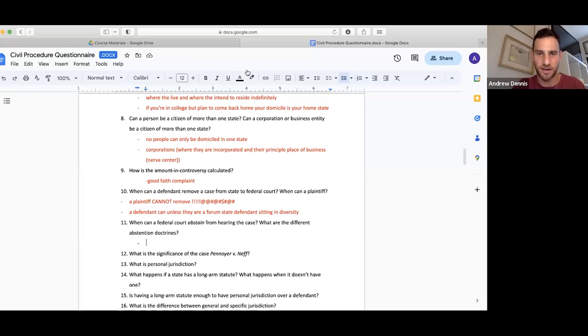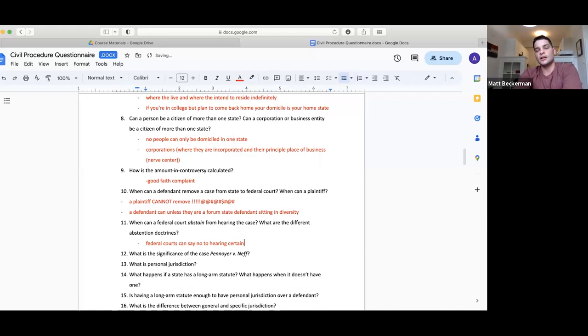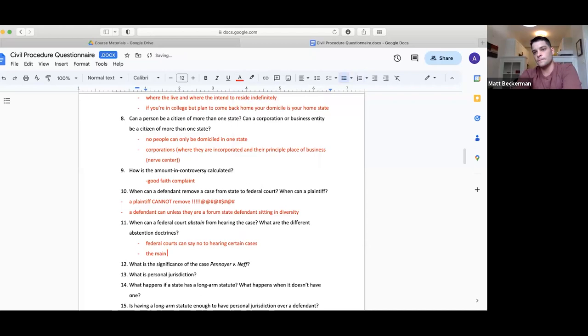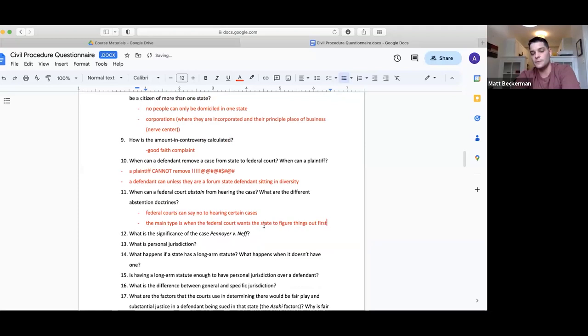So federal courts can say no to hearing certain cases, and there's different kinds of abstention. The main one is when the exact proceeding is going on in state court, and that involves a lot of criminal stuff. If someone is being tried for a crime at the state level, and he might appeal to the federal level saying, oh, my rights are being violated, the federal court will say, I'm not going to do anything until the state proceeding is over. Or if it's a very unsettled area of state law, and the federal court believes that the state needs to get this to the state Supreme Court to figure out what's going on, they're going to abstain. We don't have to talk about this. The main type is when the court wants the state to figure things out first.